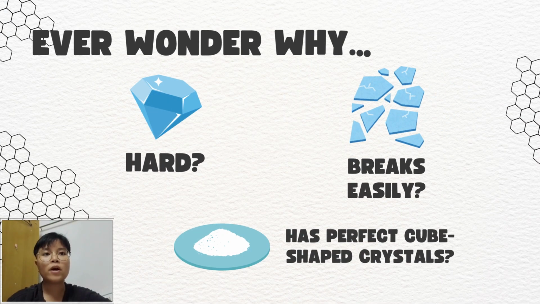Have you ever wondered why diamond is extremely hard while glass breaks easily, or why table salt forms perfect cube-shaped crystals? The answer lies in something called a crystalline solid. Today, I'll introduce what crystalline solids are, their characteristics, and why they are important in chemistry.